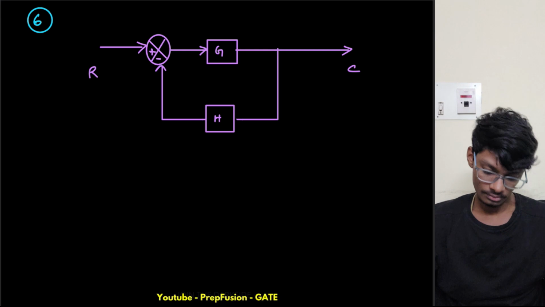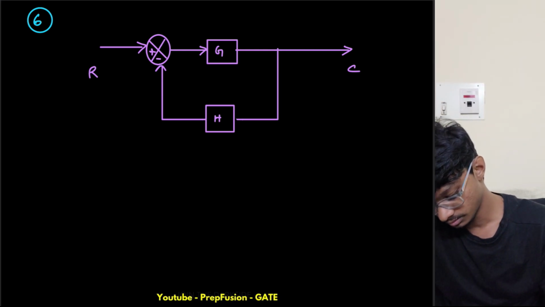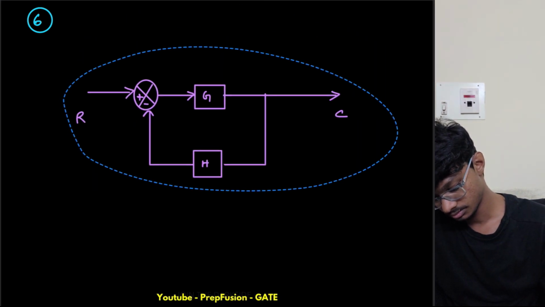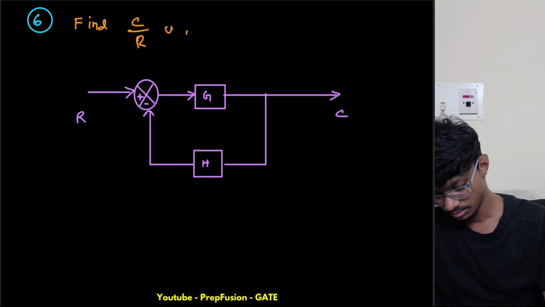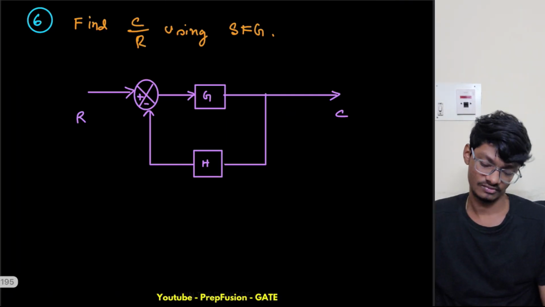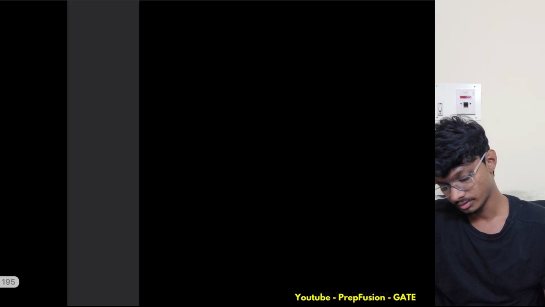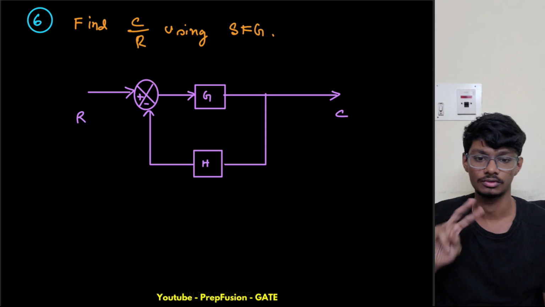Okay, so let me draw the SFG. Well, let me write the question: find C by R using SFG. Find C by R using SFG. So what I will do is replace this with a node. So how many nodes do I have?